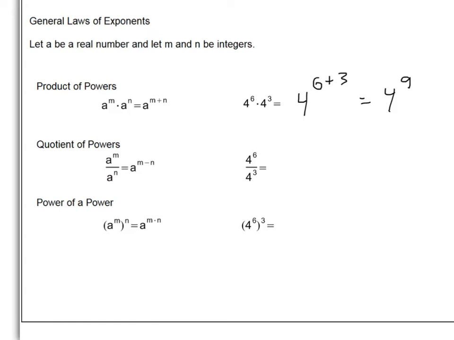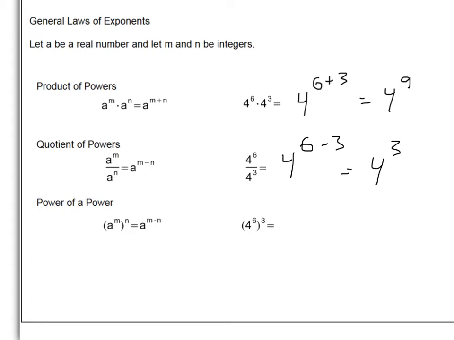So 4 to the 6th over 4 to the 3rd equals, I keep my base the same as 4, and then do 6 minus 3. And 6 minus 3 is 3. So I'm left with 4 to the 3rd. Certainly much easier to do out than 4 to the 9th. I think that actually ends up being 64, but that doesn't particularly matter. What matters is the property.